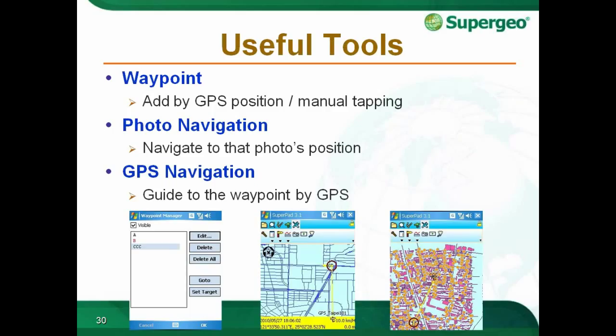Useful tools. You can set the locations you want to go as the waypoints. So you can utilize the GPS navigation to guide you. The waypoints can be added by GPS position or by tapping on the map directly. And for users' convenience, imported waypoint is also supported. The waypoint management is to edit or to delete the waypoints, or you can specify a waypoint as a target. Therefore, a line will connect this target and the GPS position. And the photo navigation is to set the photo's position as a waypoint and navigate to this position.